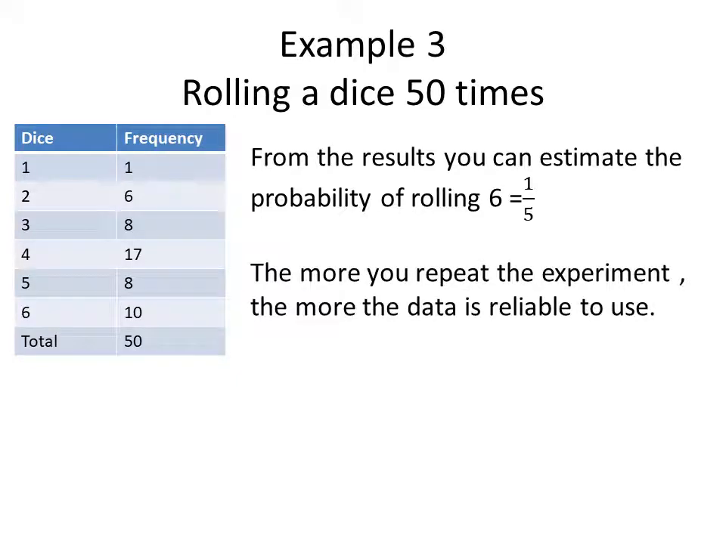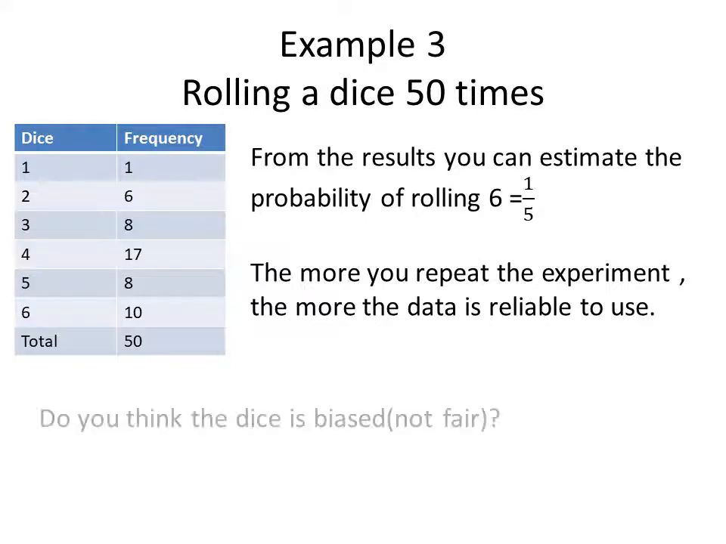So the more you repeat the experiment, the more reliable the data is to use. Reliable means you can depend on the table to use it. The more you repeat your experiment, as scientists do, the more reliable your data will be.